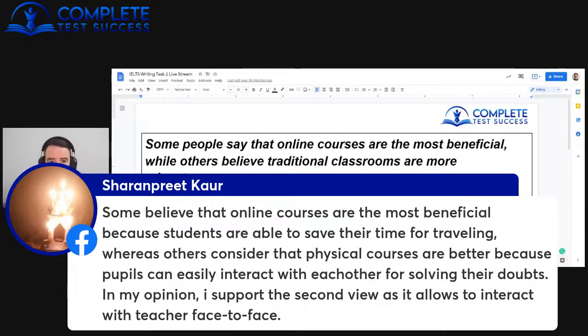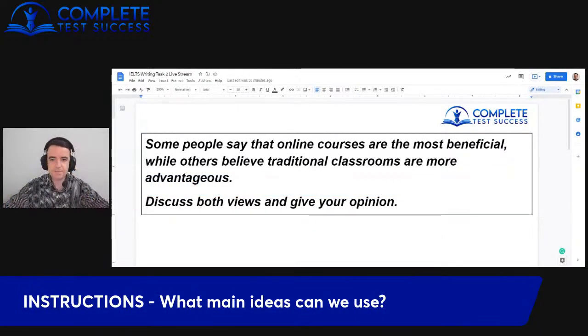So what Sharon-Preet has there is 3 main ideas, which is exactly what we need. All 3 ideas are relevant and specific. So at this point, Sharon-Preet has got a band 6 for task achievement, and that's not coming down. That can only get better. Now, to get a higher score from this point in the body paragraphs, Sharon-Preet will need to explain why that's the case. We'll need to explain how it works, give examples of that.